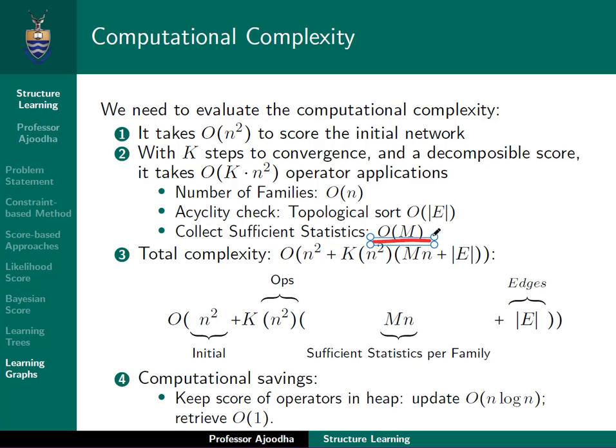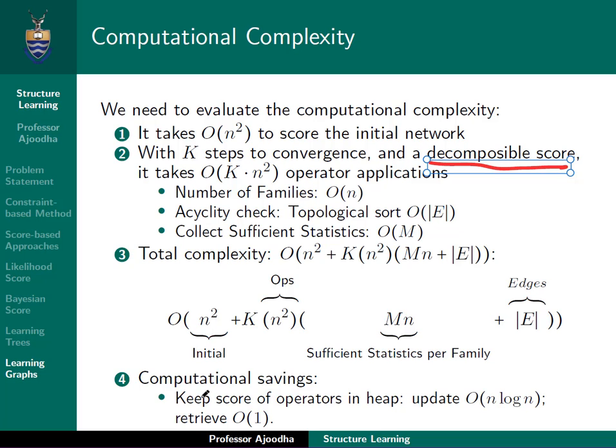So you can run through it once and do k checks at every instance, but the point is that it'll be approximated to m. So the total complexity is this, and that is the initial, right, multiplied by k steps to convergence. K steps to convergence in the hill climbing procedure. These are the operations that are required. These are collecting sufficient statistics per family, and M is the family, and this is my acyclicity check that I had before. Okay, so this is my computational complexity of the structure learning with hill climbing with a decomposable score. Okay, if it's not a decomposable score, it's not going to work. Then it'll be a different kind of complexity.